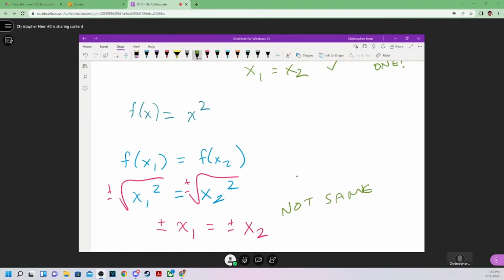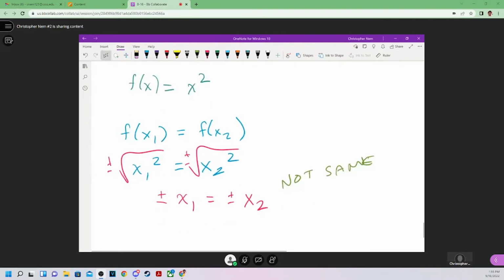Because what this is saying is that, hey, if my x1 is positive, my x2 could be negative. If my x1 was positive, or if it was negative, my x2 could be negative or positive, whatever. So it could be alternating. So that means we don't have a one-to-one function. So why do I even do that?